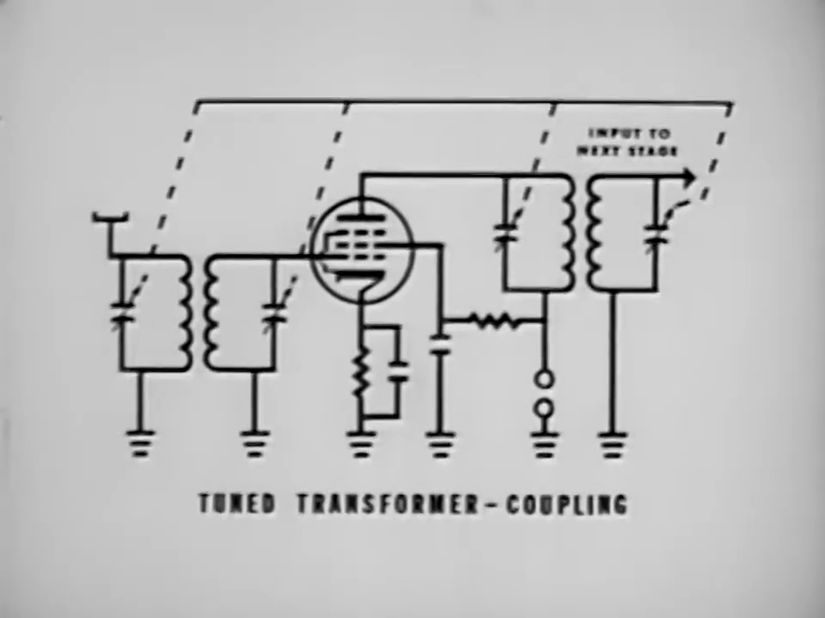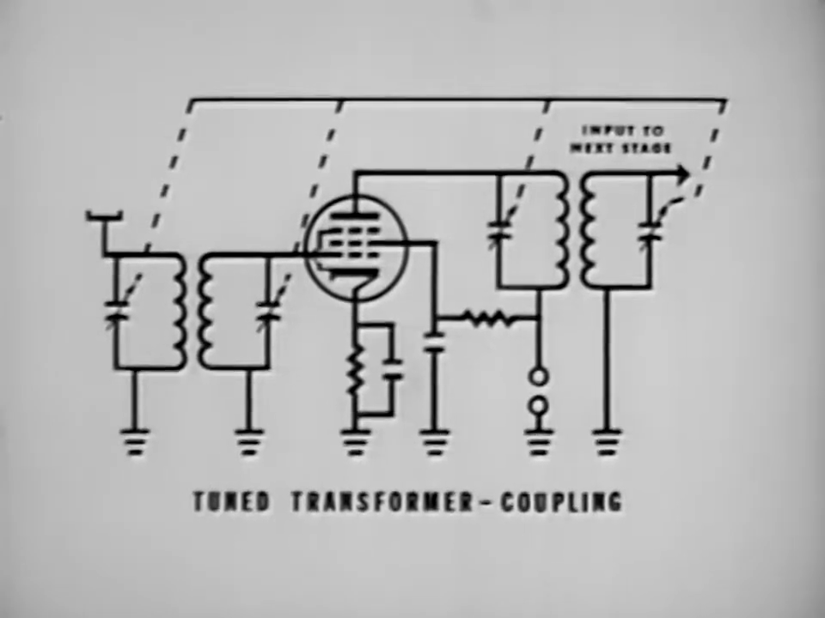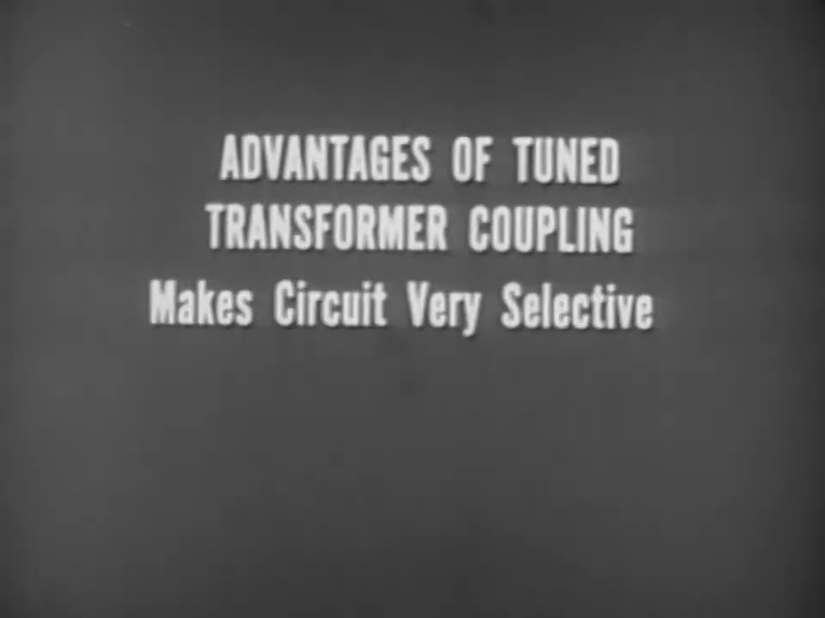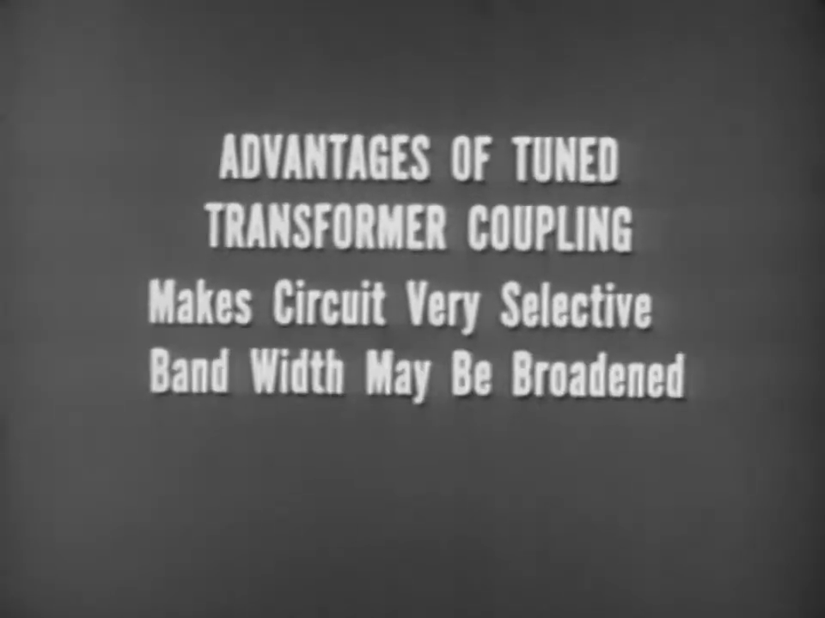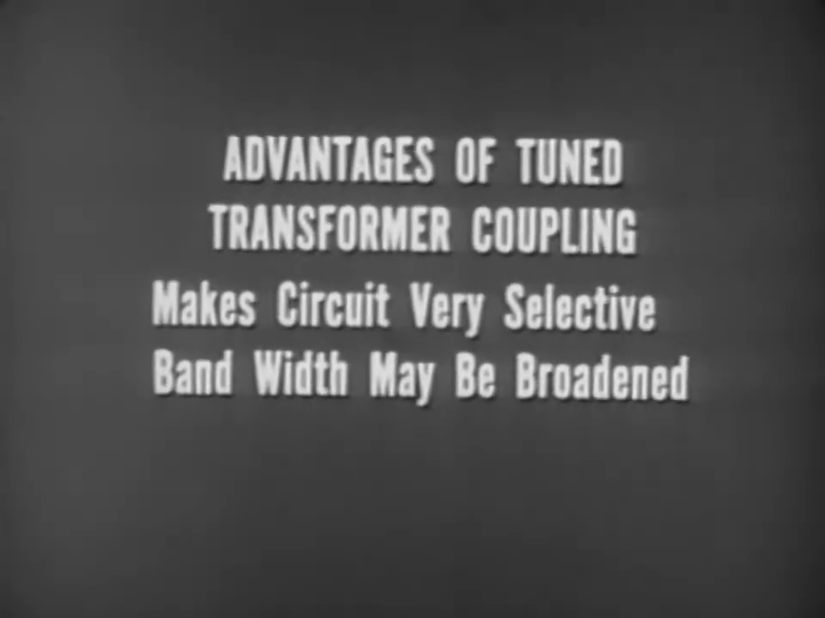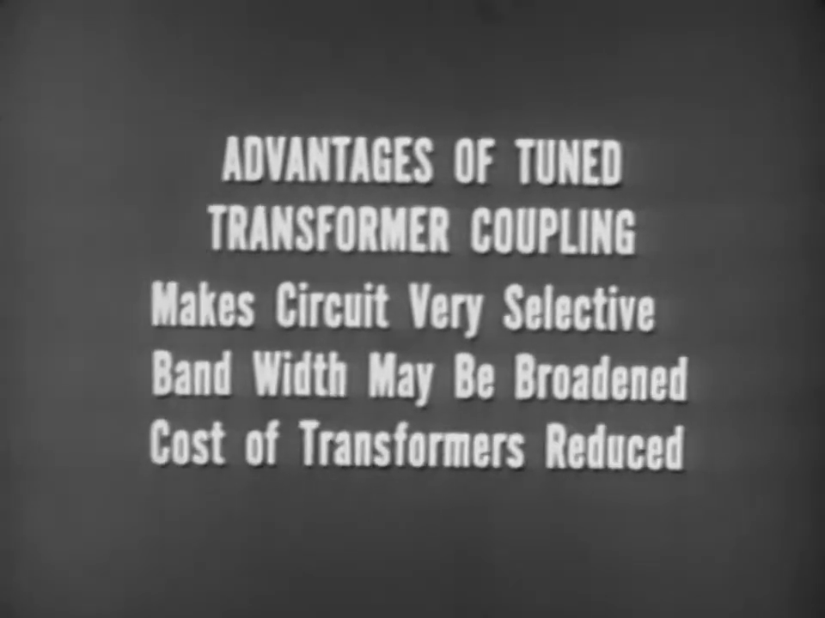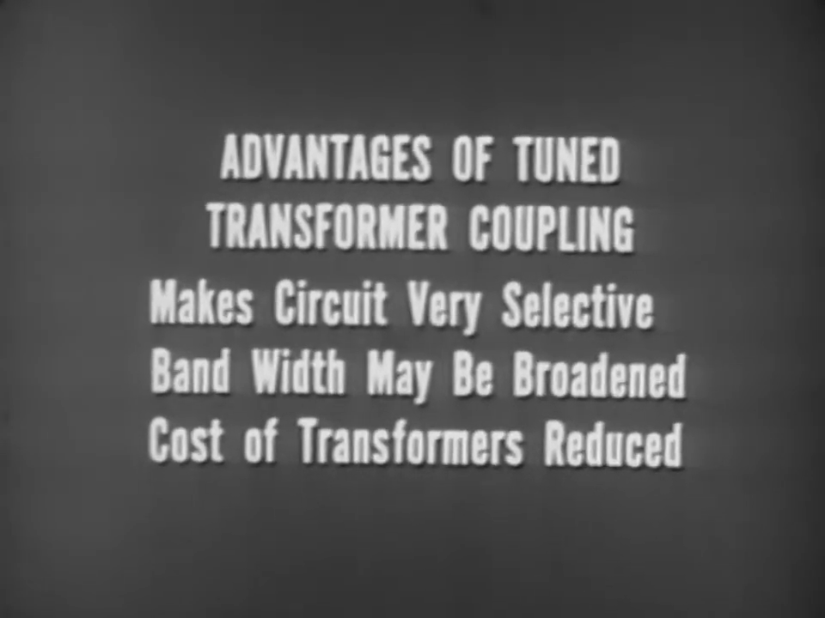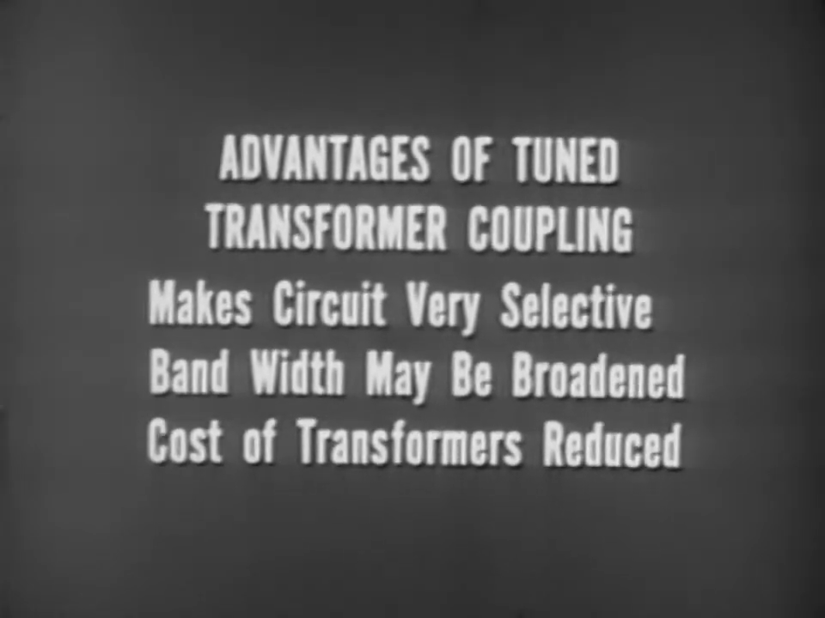In many RF circuits, tuned transformer coupling is used between stages. This method of coupling has several advantages. For one, it makes the circuit very selective. Still another advantage of tuned transformer coupling is that the bandwidth may be broadened by adding resistance to lower the Q of the tuned circuit. In addition, the cost of the transformers is substantially reduced. This is because there is no need for the iron core, and the number of turns required is less.